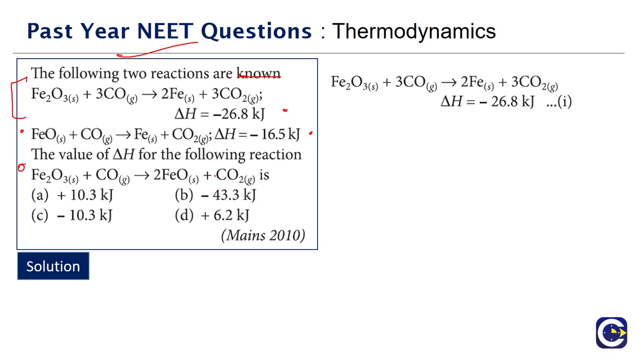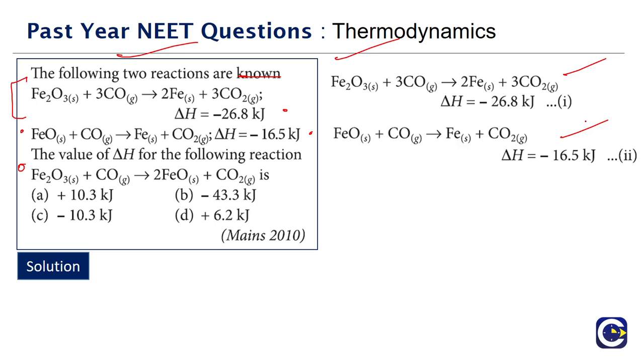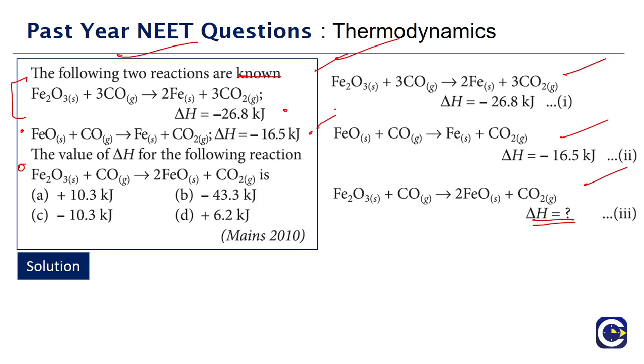First we will write down the reactions. The enthalpy change of the first reaction we know, and the enthalpy change of the second reaction we know. What we need is the enthalpy change of the third reaction. So we are going to see how to modify equation 1 and equation 2, and combine them so that we get the overall equation. Before doing the modification, what is the normal thing that we will analyze?